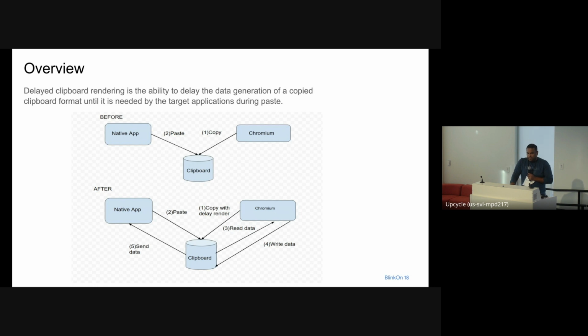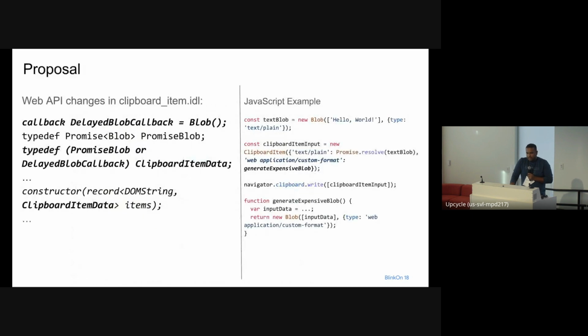But when we introduce delayed clipboard rendering into the mix, you can see in Chromium, we copy with delay render formats into the clipboard, and when the user pastes in the native app, if the format is delay rendered, clipboard only requests the data for that format from Chromium. And then Chromium generates the data, writes it to the system clipboard, and the data then returns back to the native app.